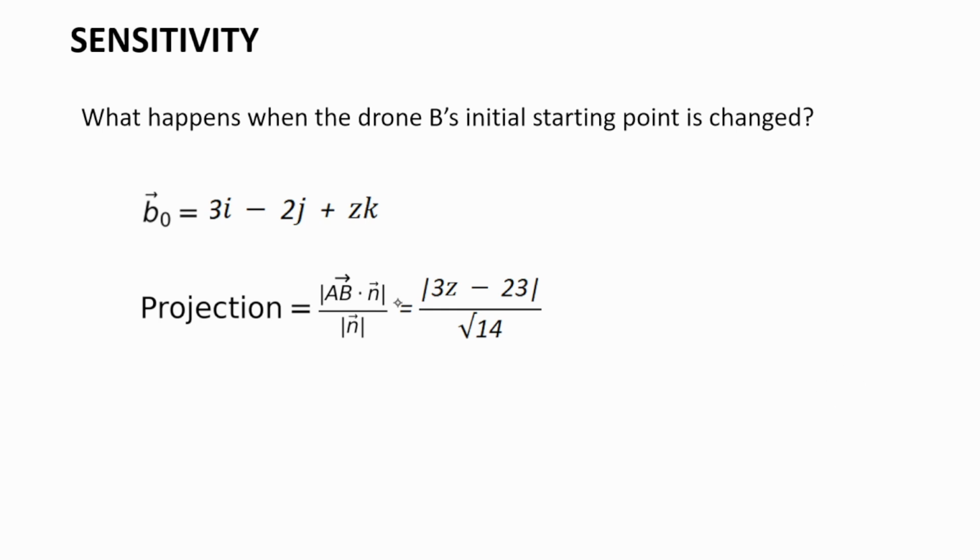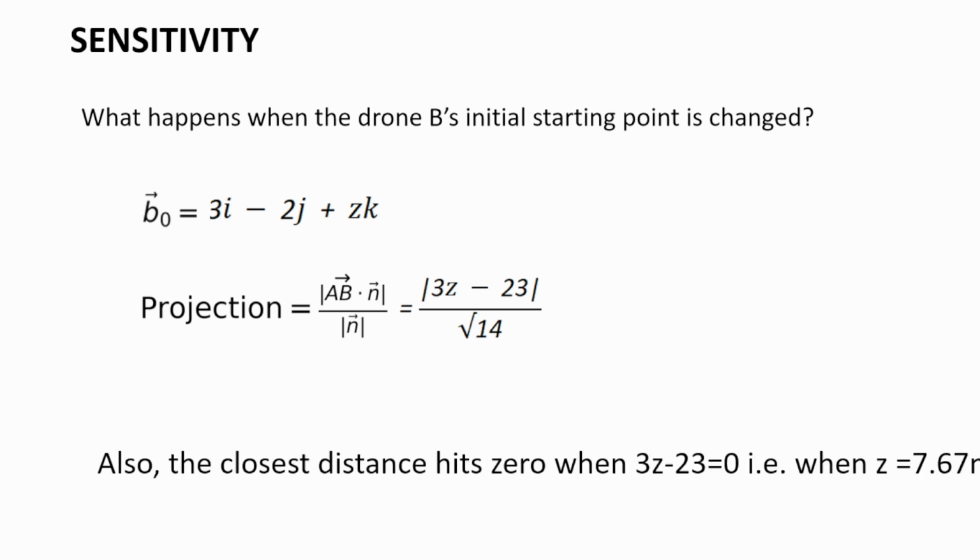Now, why is this calculation in general important for us? Because with this, we can figure out that the closest distance will also hit 0 when the numerator 3z minus 23 becomes equal to 0, that is, when z is 7.67 meters. Therefore, if the initial starting altitude of drone B is 7.67 meters, then the drones will collide with each other. Therefore, we can conclude that the initial starting points of the drones do play an important role in determining whether they will collide or not.